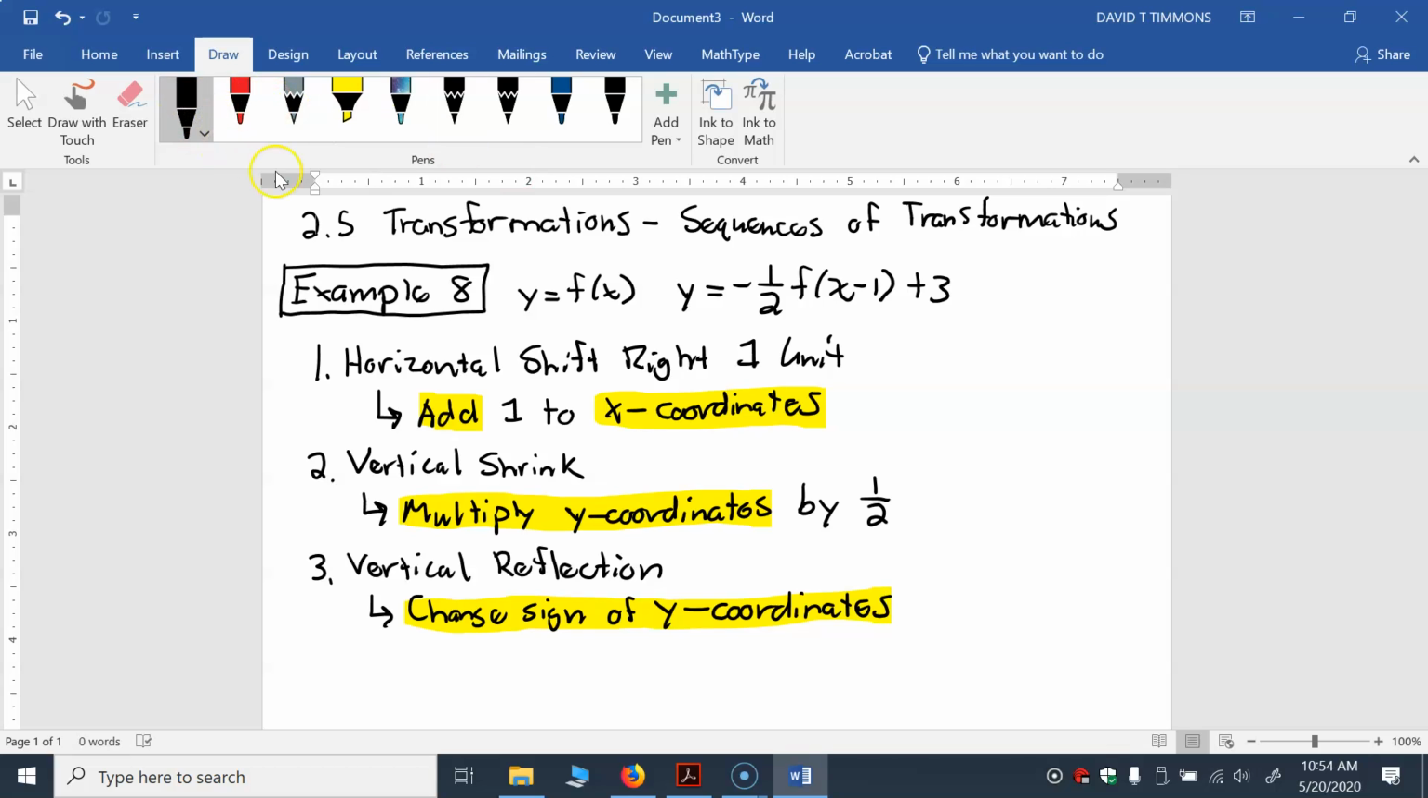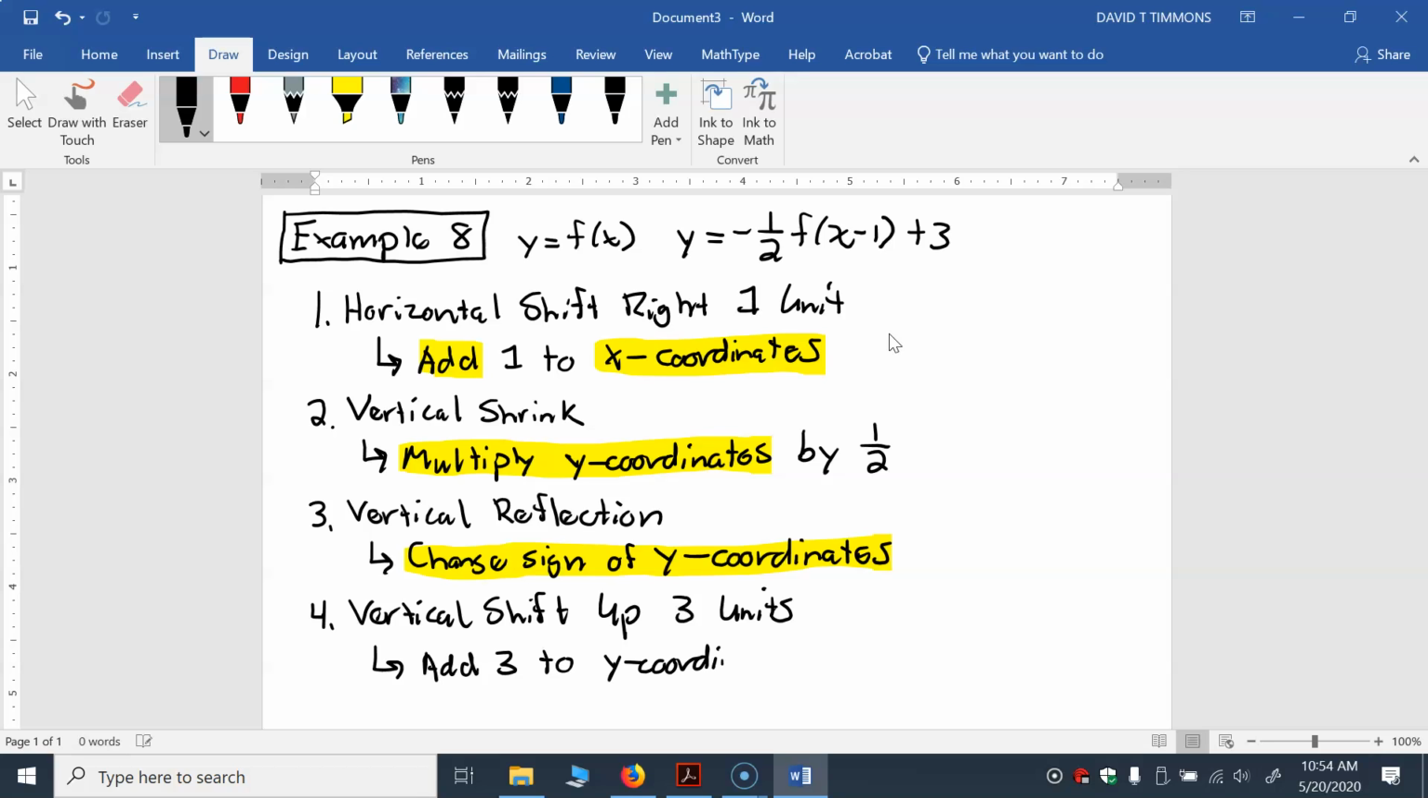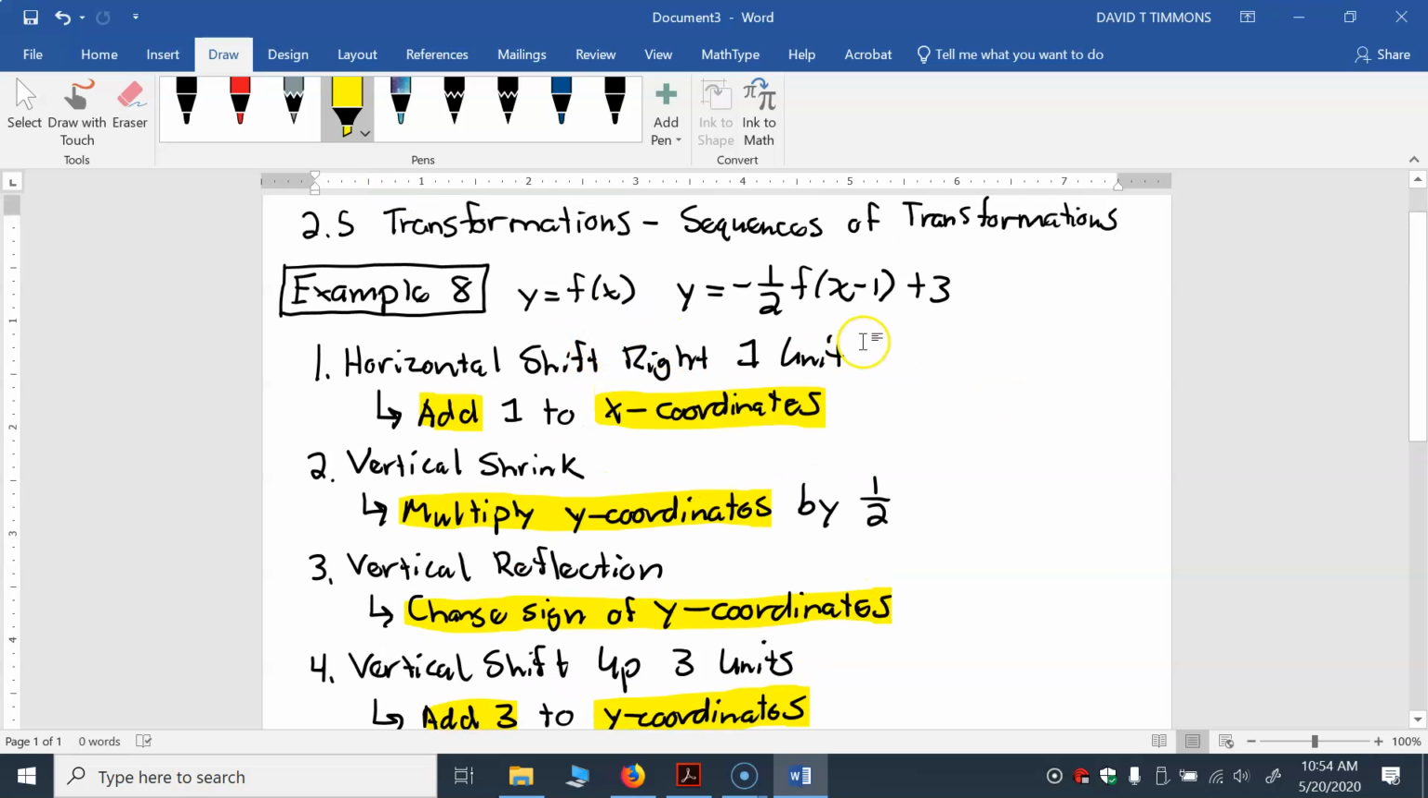And then lastly, you'll see the +3 here at the end of the function expression. That's a vertical shift. We'll do that last. So that is a vertical shift up 3 units. I will add 3 to the y coordinates. So it's very important in these more complex problems with the sequences that you do all this work to set up the problem so you can execute it correctly.